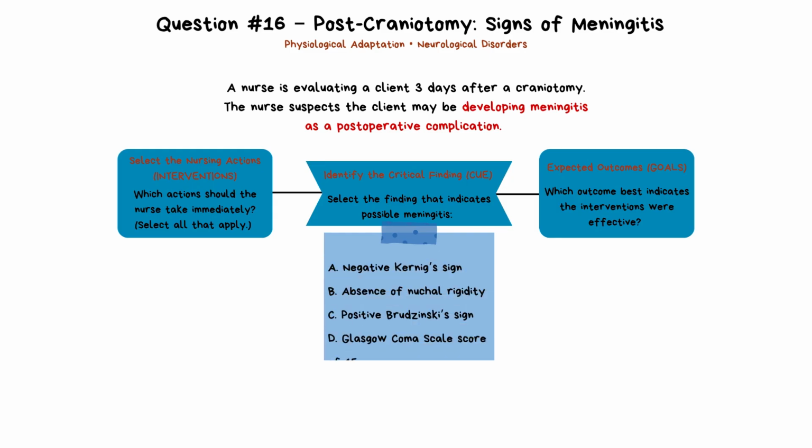Step 1. Identify the critical finding. Which assessment cue best indicates meningitis? Option A, a negative Kernig sign. Option B, absence of neck stiffness or nuchal rigidity. Option C, a positive Brudzinski sign. Option D, a Glasgow Coma Scale score of 15. Think for a moment. Which of these findings points most directly to meningeal irritation?